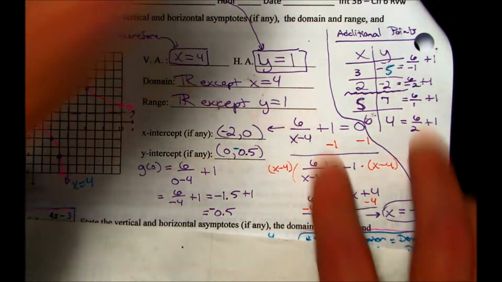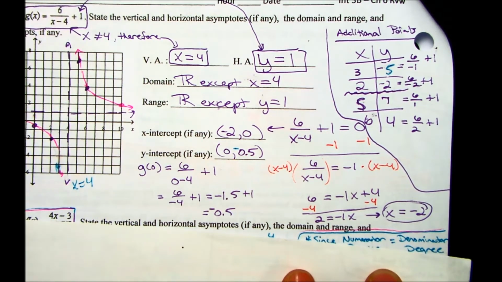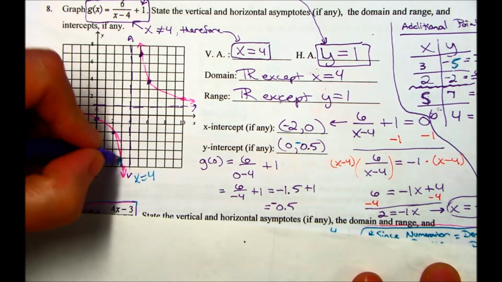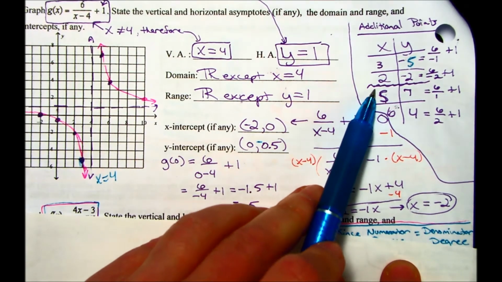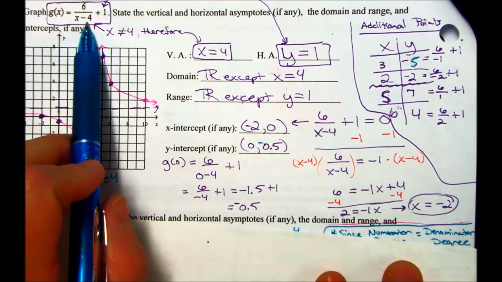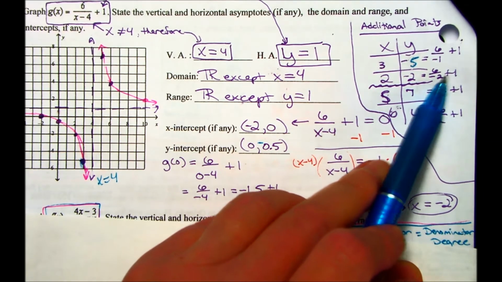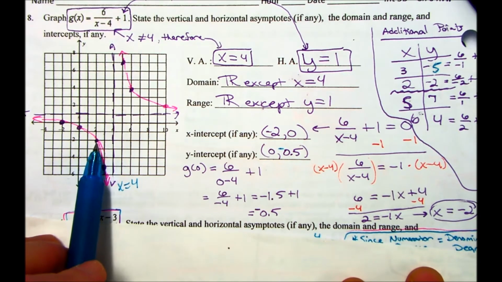I got these mistakes all over the place. So the point (3, -5) should be here. Yeah, so that point was a little bit off. And then if I substitute 2 for x here, 2 minus 4 would be -2. 6 divided by -2 is -3, plus 1 would be -2. So the point (2, -2) is right there.